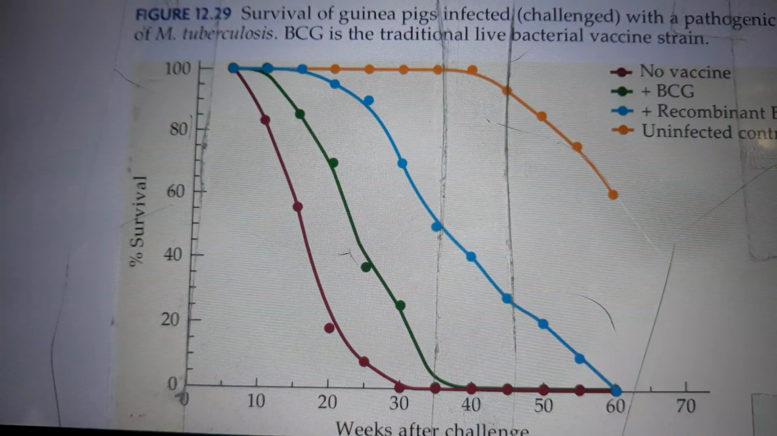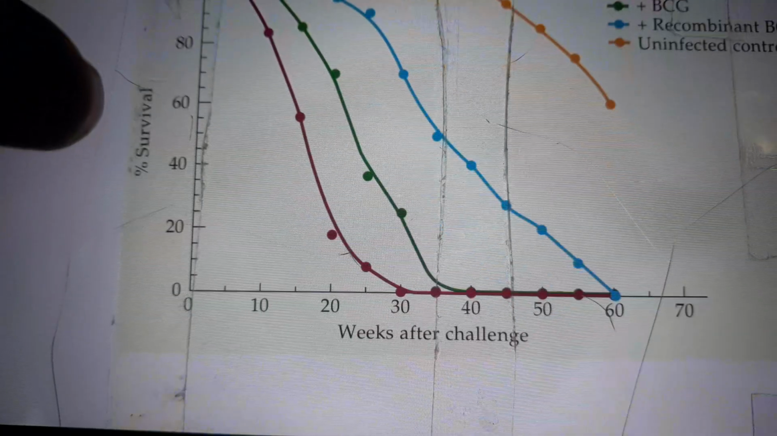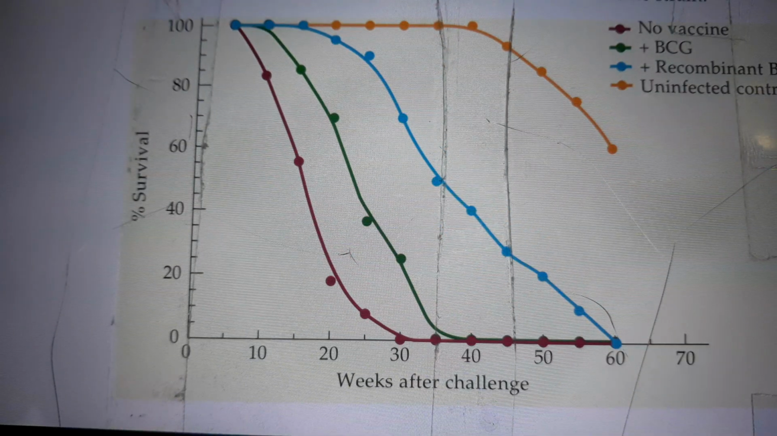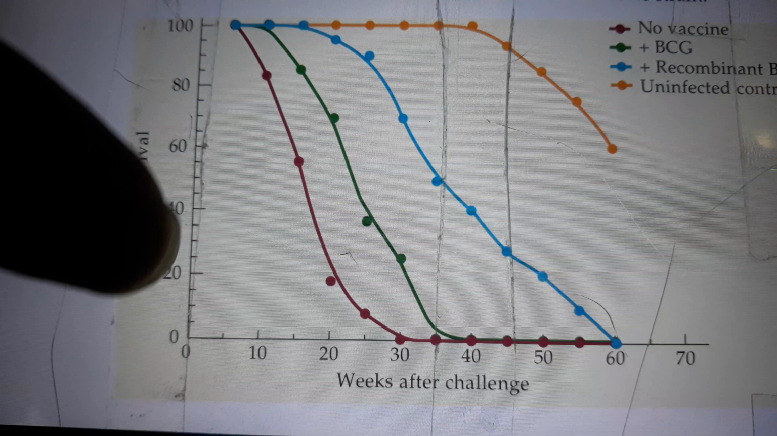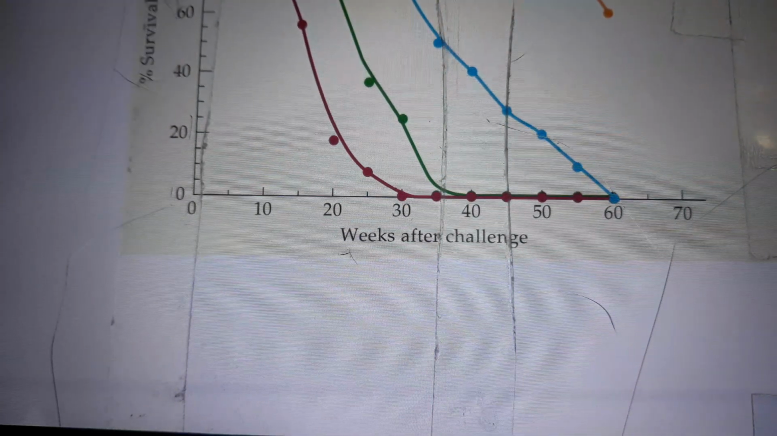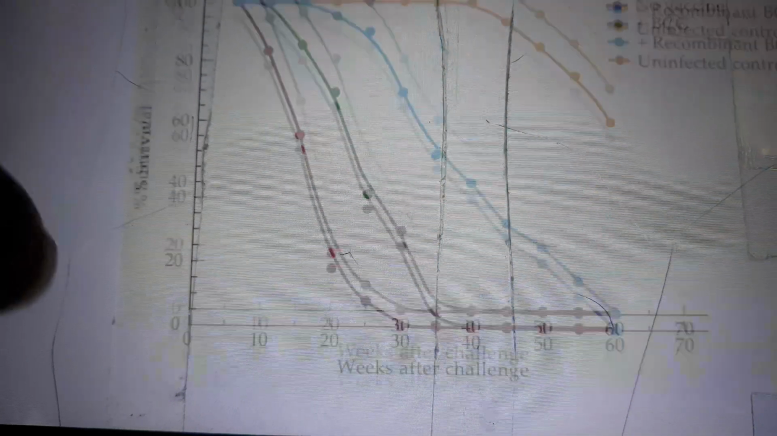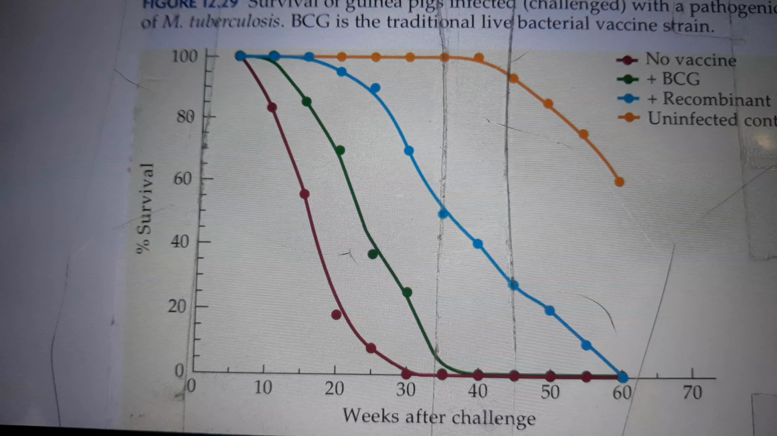Next is figure 12.29, which shows survival of guinea pigs challenged with a pathogenic strain of M. tuberculosis. BCG is the traditional live bacterial vaccine strain. Survival: no vaccine in red, BCG in green, recombinant BCG in blue, uninfected controls in orange. The horizontal shows the weeks after challenge, the vertical shows survival.